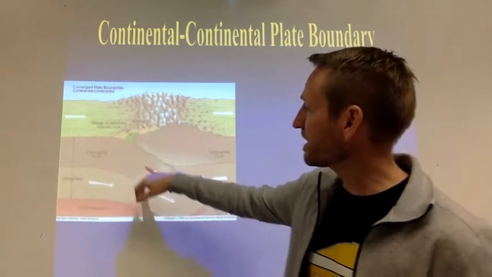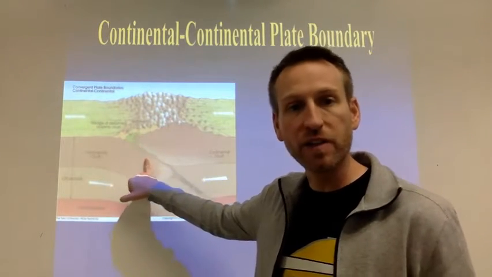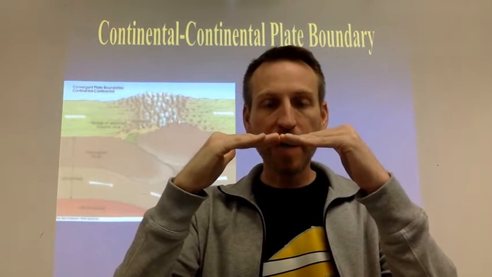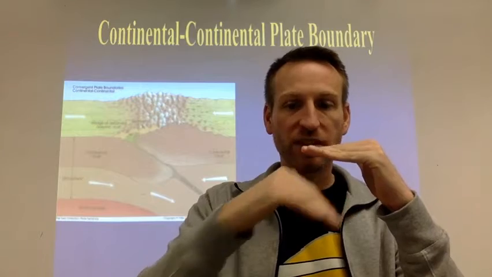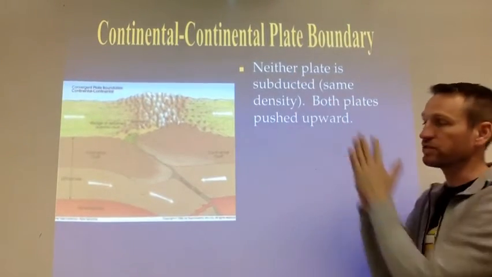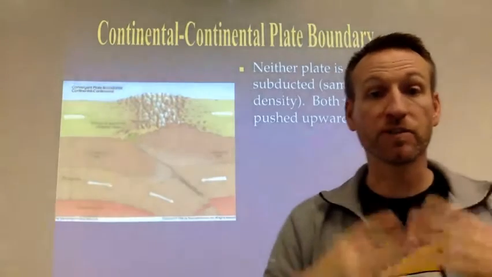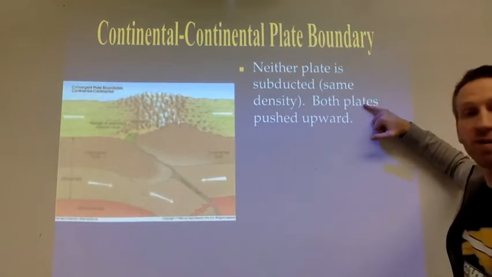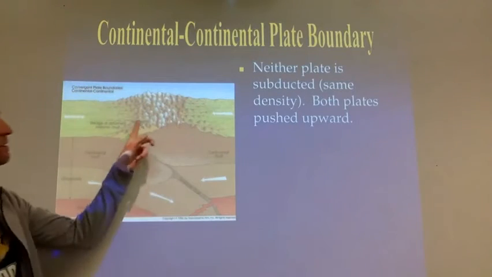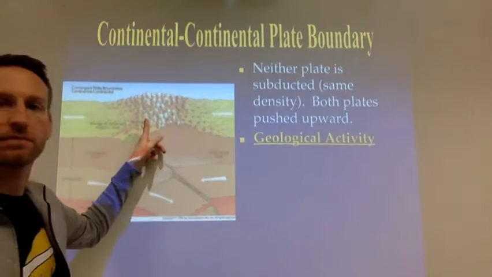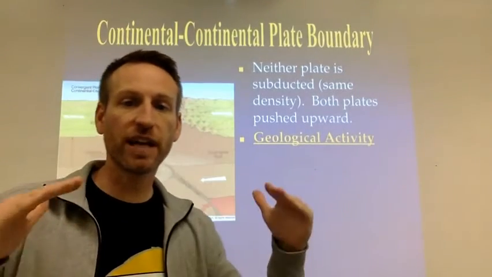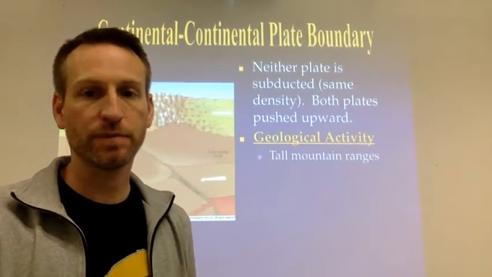And while, yes, you might get a little bit of pulling underneath, for the most part, they're the same density. And so what ends up happening is, since neither is subducted, they get pushed upward. And that's what this is. Neither plate is subducted because they're the same density. So both plates are pushed upward. And the result then are mountains. Right? And that's the big effect. Because the densities are the same, again, they get pushed up.